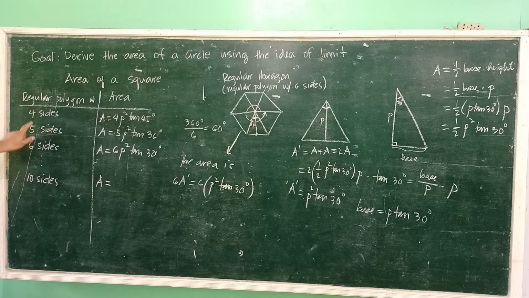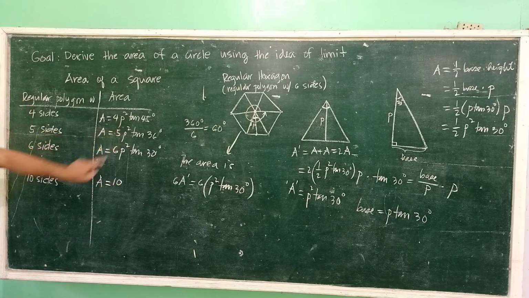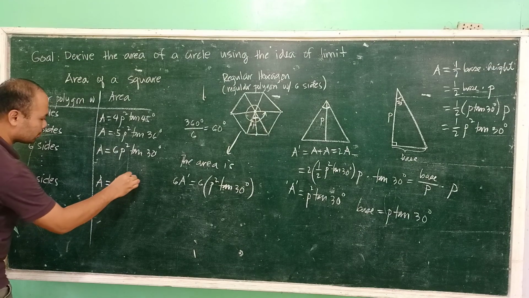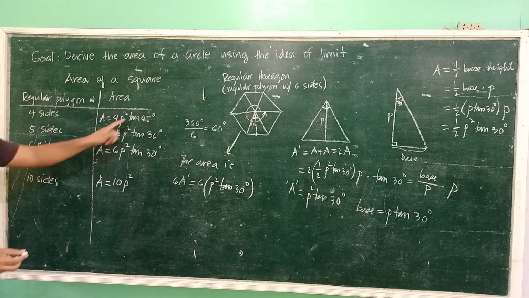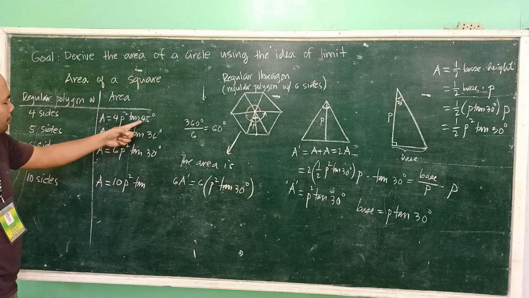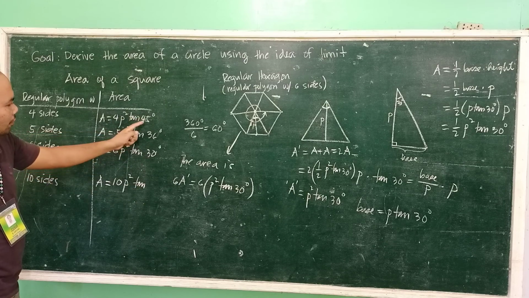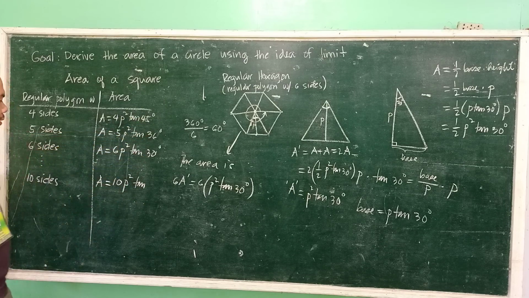Now, look at the relationship. 4, 4. 5, 5. 6, 6. 10. So therefore, there should be 10 here. And then p squared, you have p squared here. You have tangent. Of course, it's tangent. But the problem is, the values of tangent are decreasing: 45, 36, 30. So, if there are 10 sides, what do you think is the value of the tangent here?